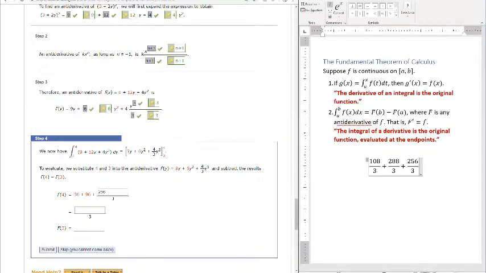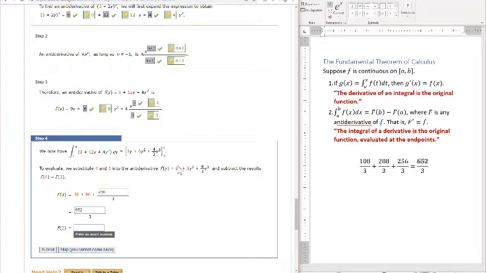And now we add them all up. So 288, 108, plus 256. So this is going to end up being equal to 652, and I don't know if that's divisible by 3, so maybe we should just leave it like that. 652. All right, we have to do the same thing by putting 3 in.